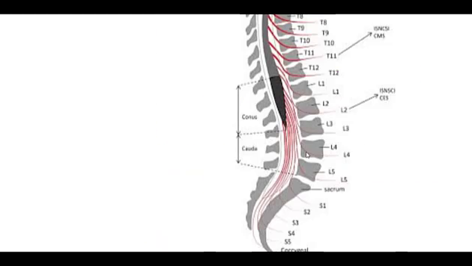Here's another, a better picture perhaps of that, where you can see the number of nerve roots that might be injured when the conus medullaris is injured, as well as you can see here that the cauda equina would only be injury of the nerve roots.